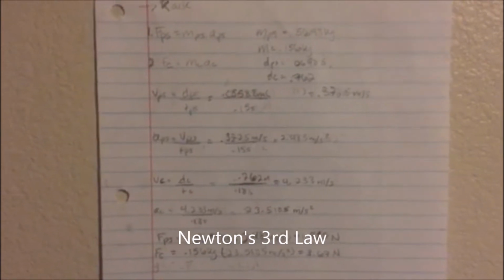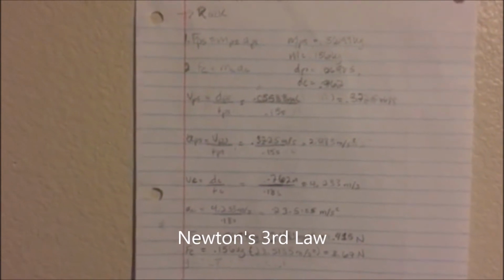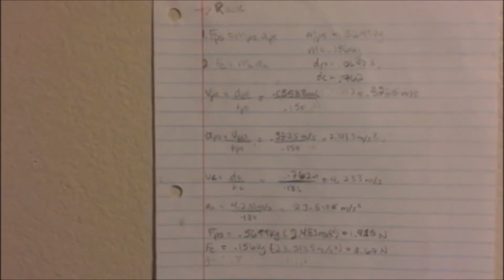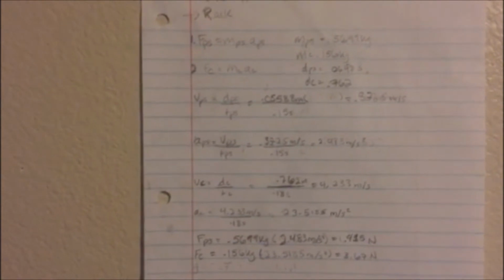For Newton's third law, we calculated the force applied from the pool stick to the cue ball and the force applied from the cue ball to the ball rack. We know the force equals mass times acceleration. For the mass, we found the mass of the pool stick, which is 0.5699 kilograms, and the mass of the ball equivalent to 0.156 kilograms. We calculated the velocity of the stick as it hit the ball.